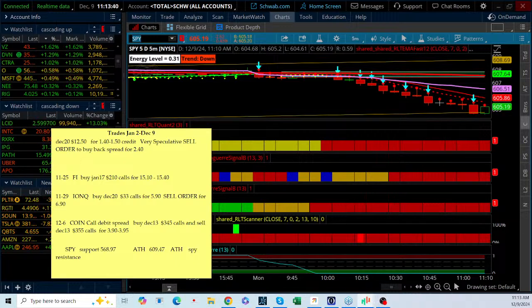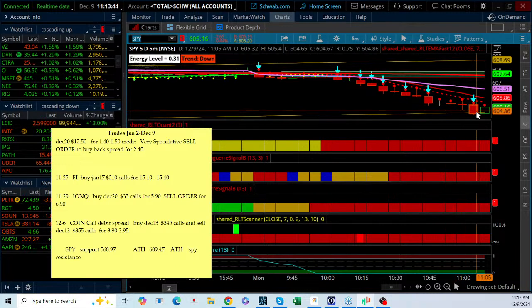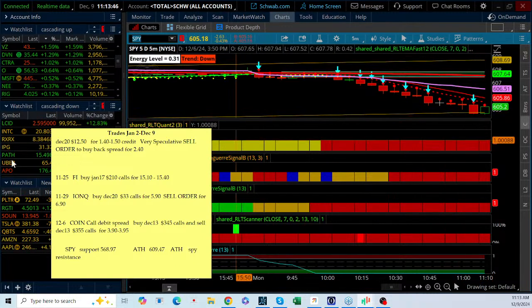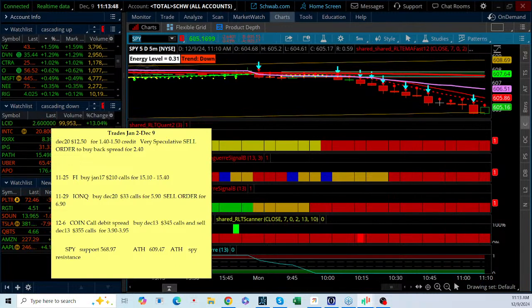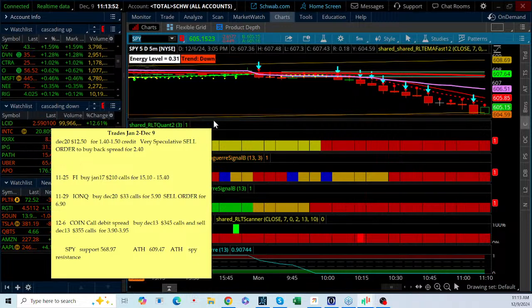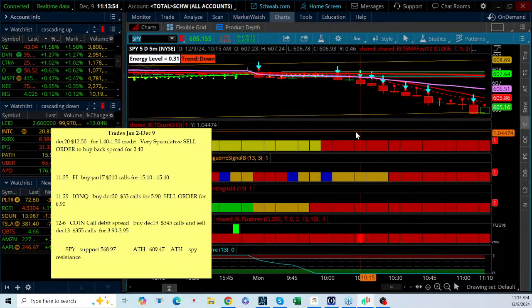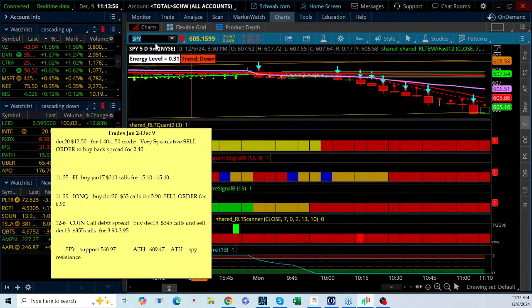The 8 is 604.15. So about a buck. Still got a buck. We get down pretty close to the low. It got down to 604.61. So relatively close. What would be considered touching the 8, and it's bouncing.